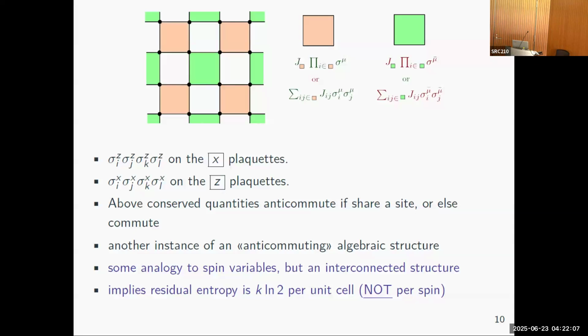Spin variables generally refer to degrees of freedom, but this structure is in the structure of the local conserved charges. So that difference is there. But if those gauge charges had some dynamics, then you can think of them as degrees of freedom. But the algebra is system-wide, so to speak. For this model, you can do the degeneracy counting. I won't get into it. It's in the paper. It implies a residual entropy of k log 2 per unit cell and not per spin. So this is non-trivial. And the unit cell has 4 sites in the construction.